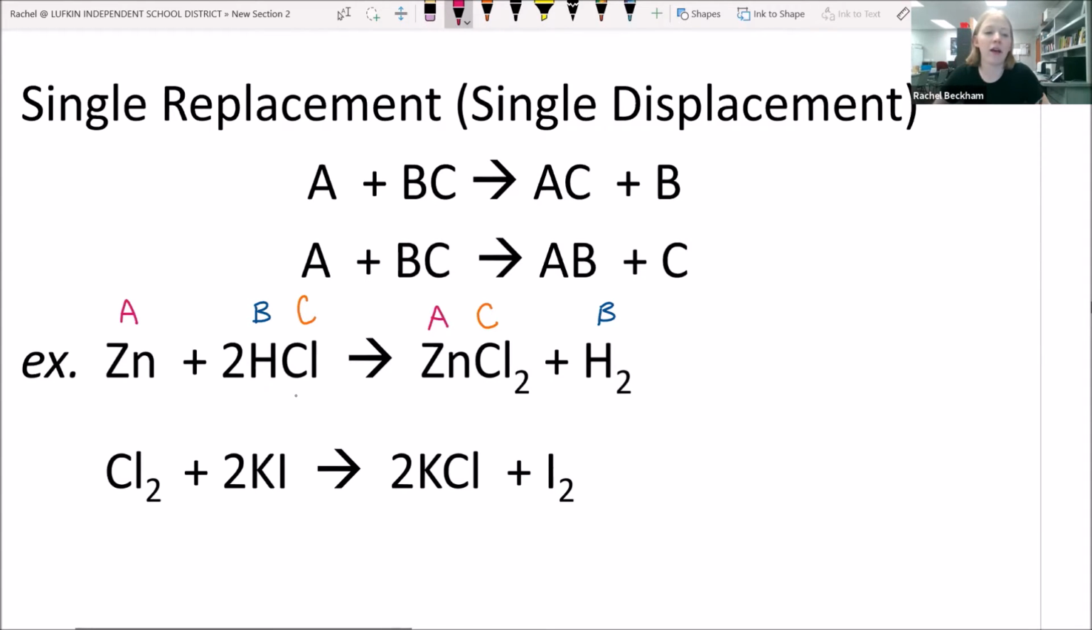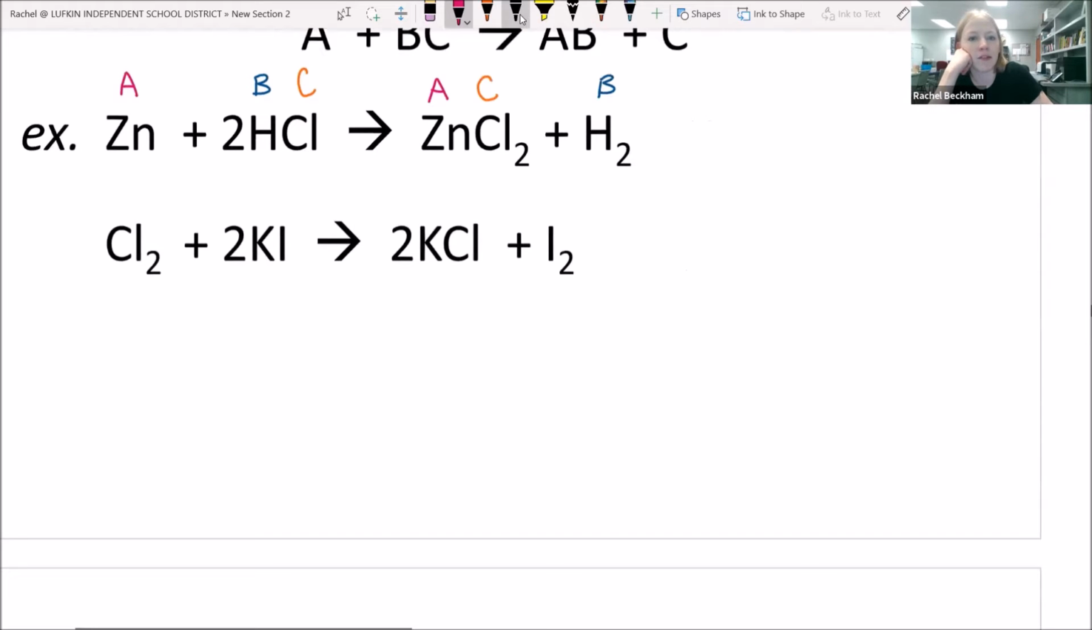Like, let's say that we have zinc. I'm going to make this black. You've got zinc plus 2HCl, the way that it is. Well, what if instead the zinc, instead of bumping out the H, could the zinc bump out the chlorine and make ZnH, right? This actually would never happen.